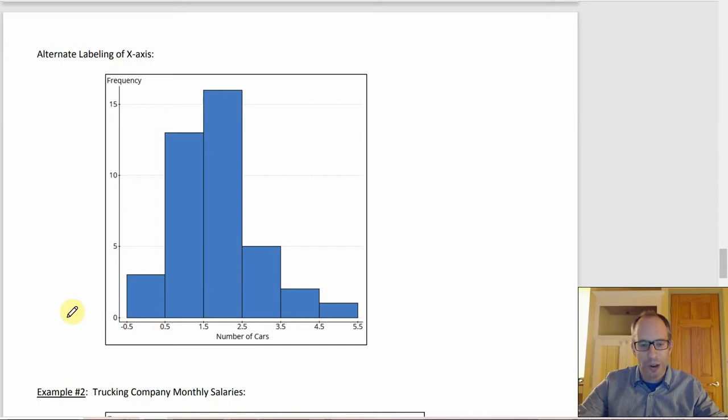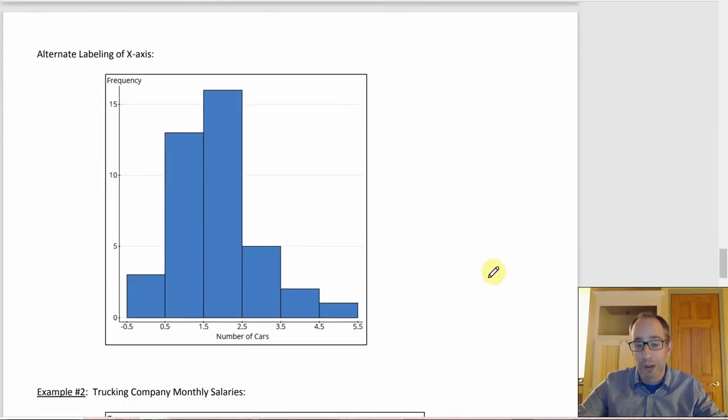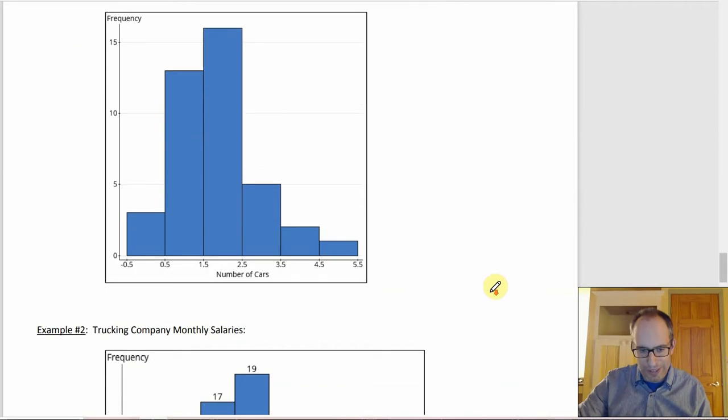And there's nothing wrong with calibrating the axis this way or calibrating it this way with the 0, 1, 2, 3, 4, 5. They both work. But I did want to bring up this alternate version because it shows up in the homework. Not every single time, but it does show up. So I wanted to throw that in.